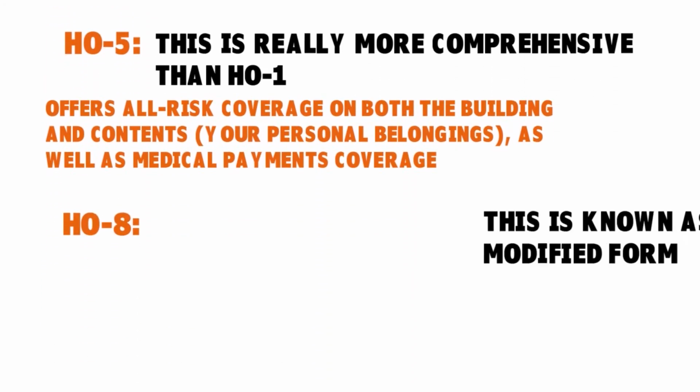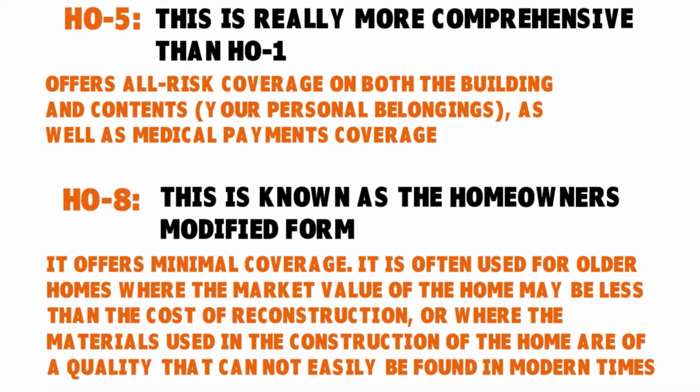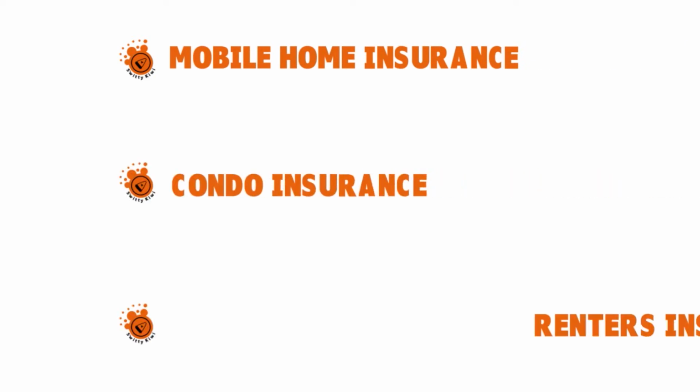And you have HO-8. This is known as the homeowner's modified form. It offers minimal coverage and is often used for older homes where the market value of the home may be less than the cost of reconstruction, or where the materials used in the construction of the home are of quality that cannot easily be found in modern times. So the bottom line here is that home insurance is just one type of personal property insurance. There are also other specialized insurance policies for other types of property owners, such as mobile home insurance, condo insurance, and renters insurance.